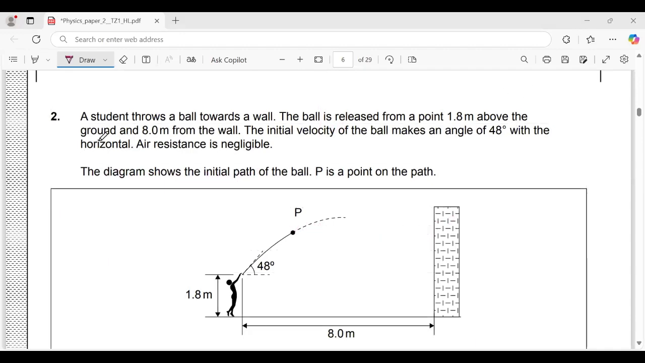Number 2, a student throws a ball towards a wall. The ball is released from a point 1.8 meters above the ground and 8 meters from the wall. The initial velocity of the ball makes an angle of 48 degrees with the horizontal. Air resistance is negligible. The diagram shows the initial path of the ball. P is a point on the path. This is P.